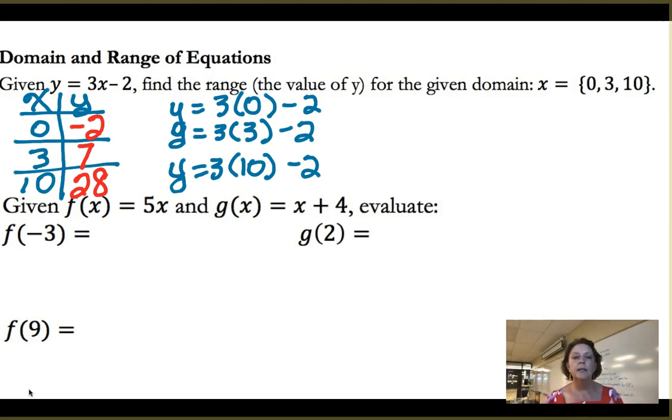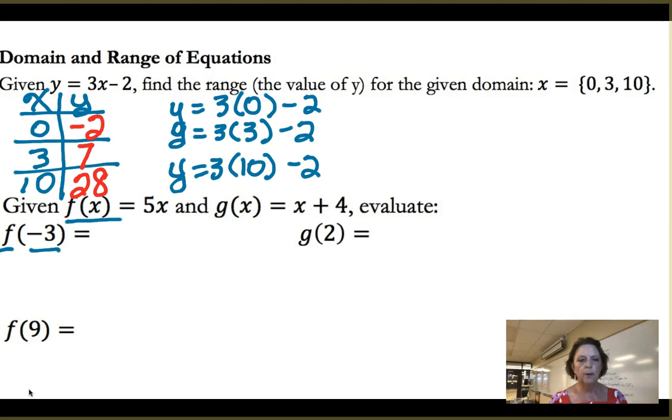Given f of x equals 5x, remember that's how you say that, f of x equals 5x, and g of x equals x plus 4, evaluate f of -3. And this is really a good example of where you would use f of x and g of x to identify equations. So what this is saying is go out and get the equation named f, and everywhere you see an x, put a -3.